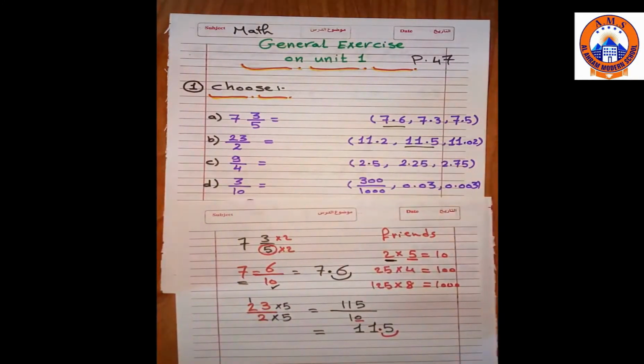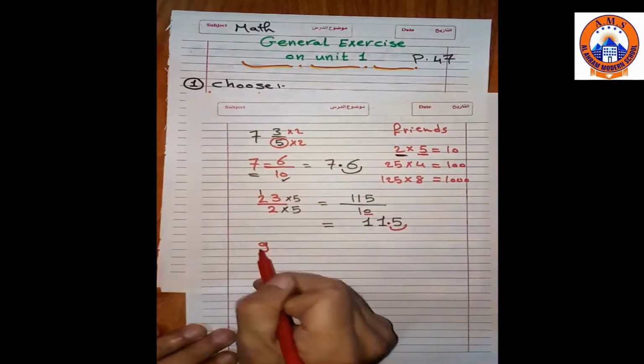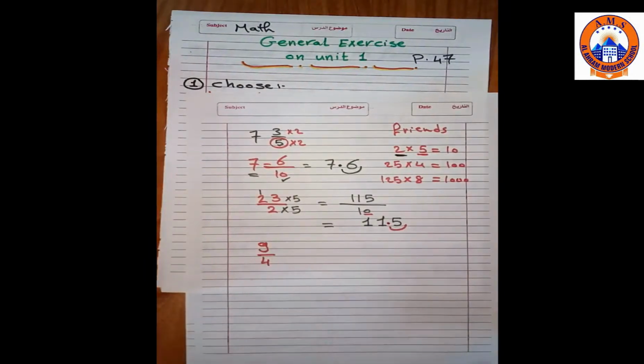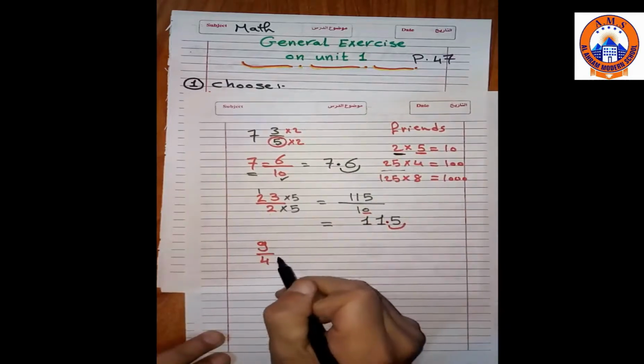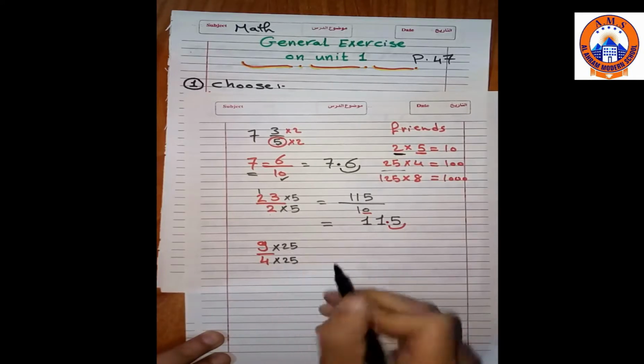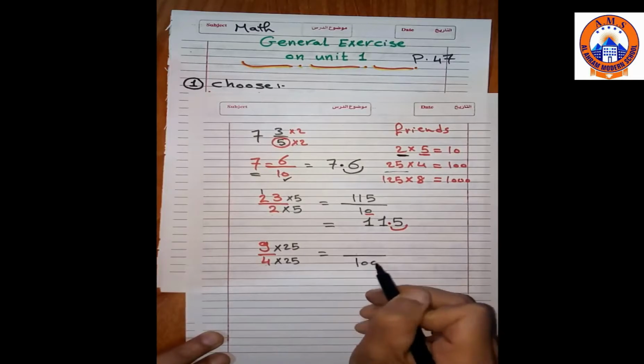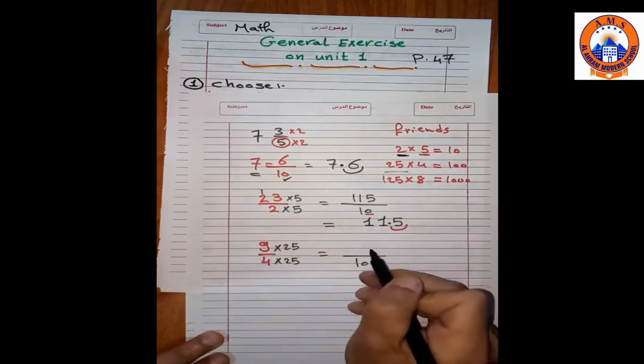Question number C, 9 over 4, and we want also to change it into a decimal. The same steps. We have 9 over 4. What's the friend of 4? The friend of 4 is 25. We multiply it up and down by 25. So 4 and 25, they give me 100. Then 9 by 5 is 45.